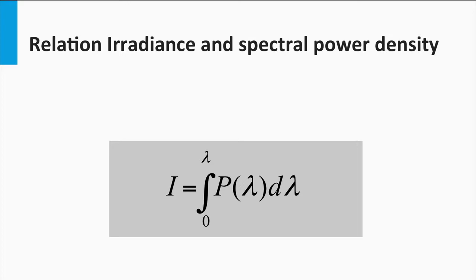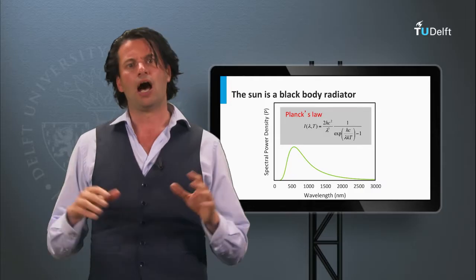Next, we introduce the spectral power density P, a quantity which has spectral information, in contrast to the irradiance. The spectral power density is the incident power per unit area and per unit wavelength. The irradiance and spectral power density are related to each other with this simple formula.